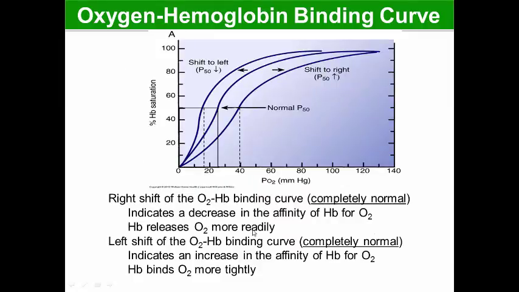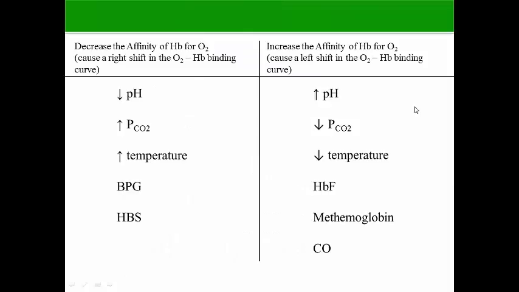Okay, this is what you mentioned, the same thing as we mentioned in the previous slide. So what are the factors which decrease the affinity of hemoglobin for oxygen and thus increase P50 and cause shifting of the curve to the right? These factors are a decrease in the pH, an increase in the partial pressure of carbon dioxide, an increase in the temperature, and biphosphoglycerate. All these factors are present at the level of the tissues.